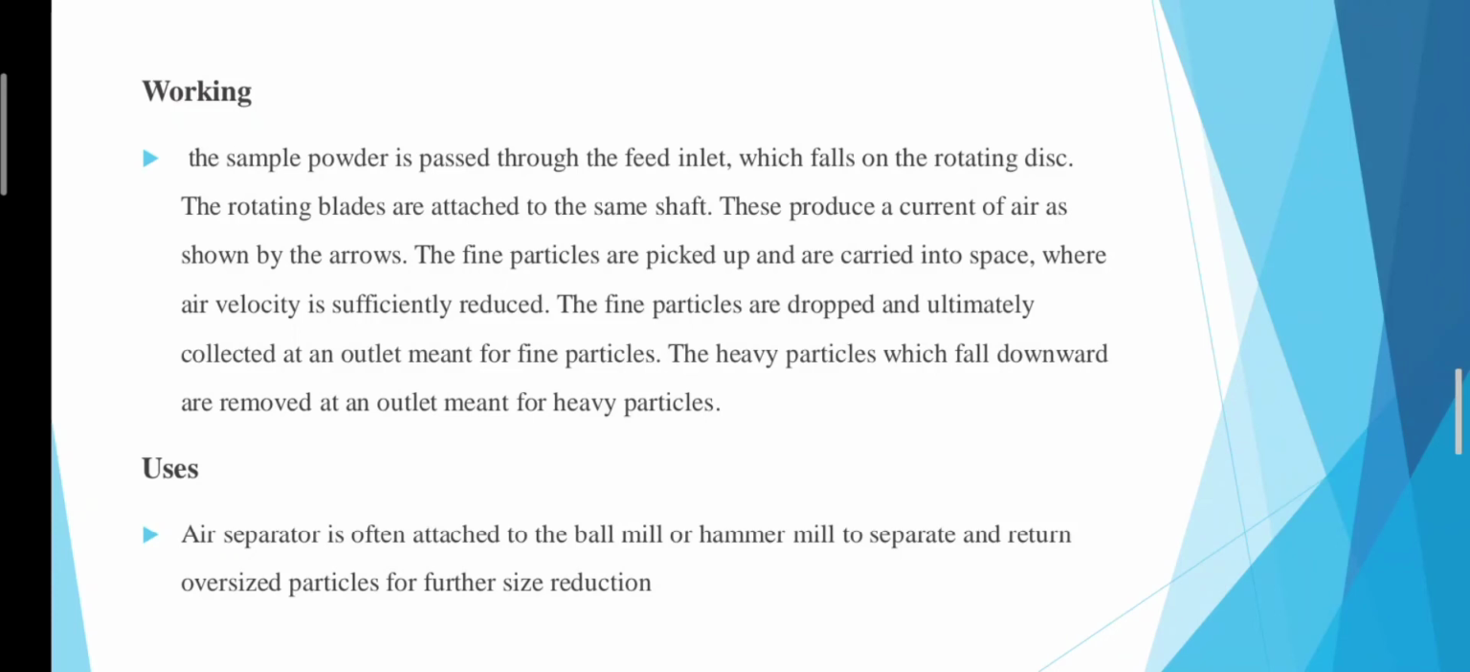We see we have two outlets downward, one for fine particles and the other for coarse, sorry, heavy particles. The heavy particles which fall downward are removed at an outlet meant for heavy particles. This is the very simple working. What are the uses of an air separator? An air separator is often attached to a ball mill or hammer mill to separate and return oversized particles for further size reduction.